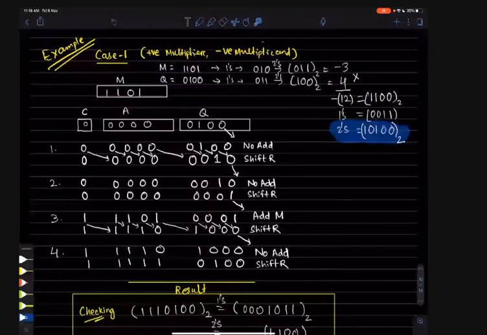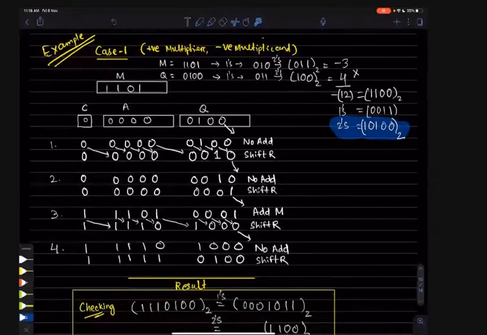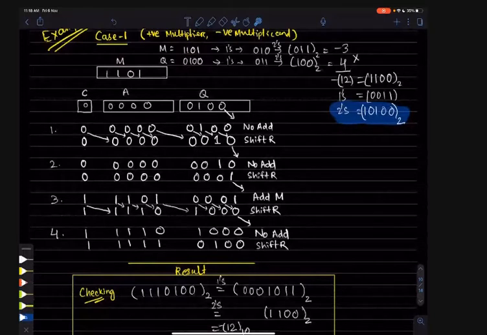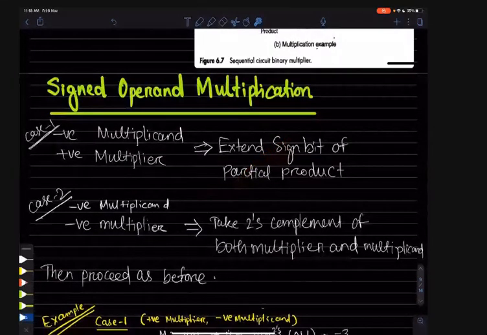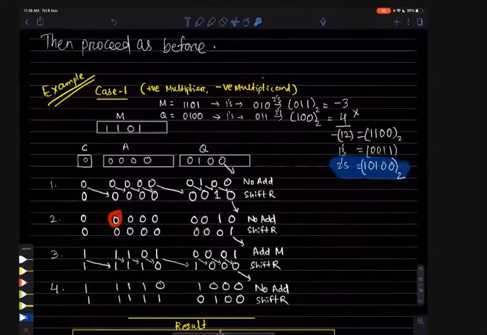This is a long question. If you have any doubt you can ask, otherwise we will go to case number 2. We'll do the same thing in case number 2, but there will be no sign extension. Case number 1 says that just extend the bit. Whatever is the sign bit here, you have to extend it to C. And whenever you right shift, also extend the same bit.